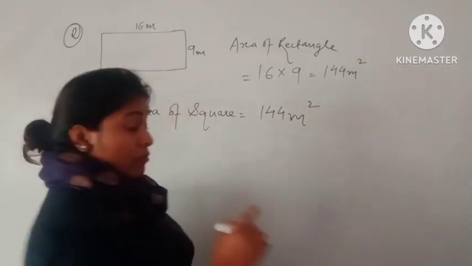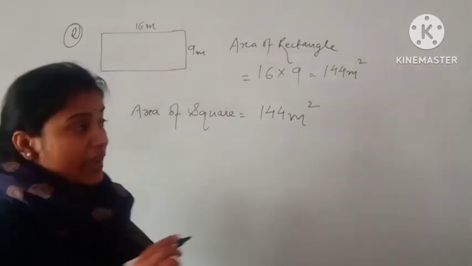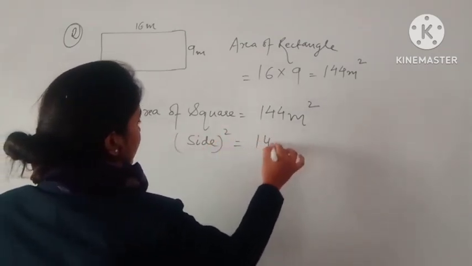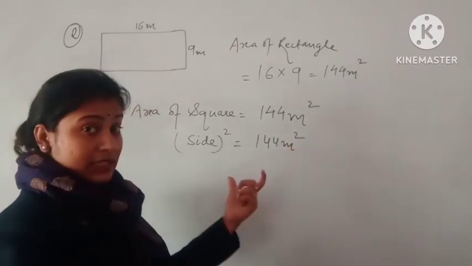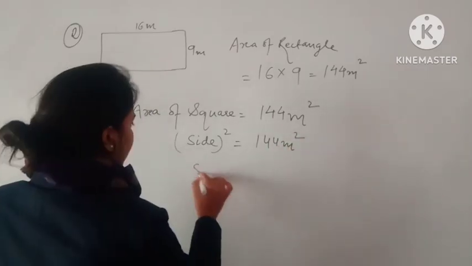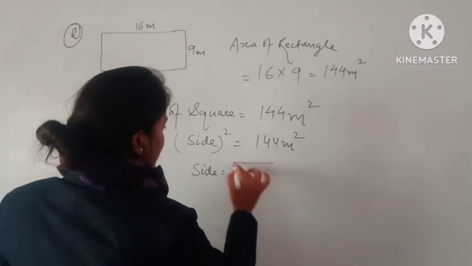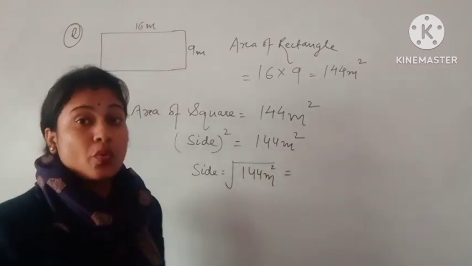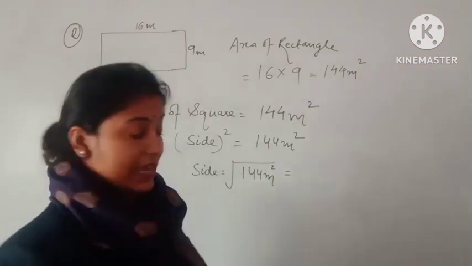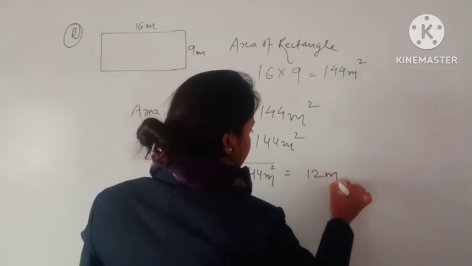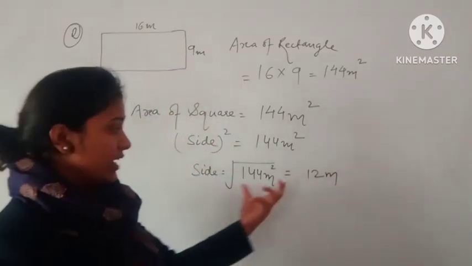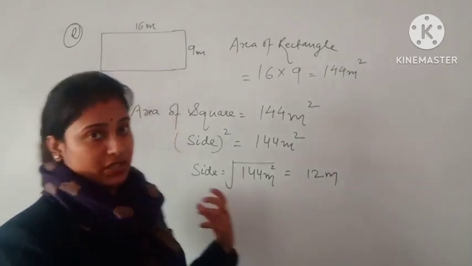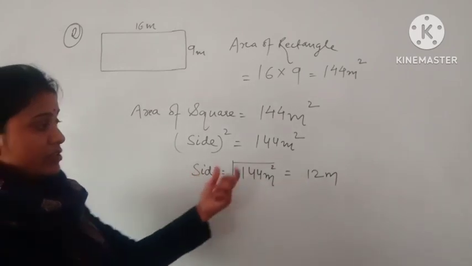And what we have discussed regarding the area of a square is that it is side square. So side square is equal to 144 meter square. From this, we can easily find out the value of side. So side will be equal to the square root of 144 meter square. And we know that the square root of 144 is 12 meter. Now can you see, we have calculated the side of the square. The question was asking to find out the side, so we have found that the side of the square is equal to 12 meter.